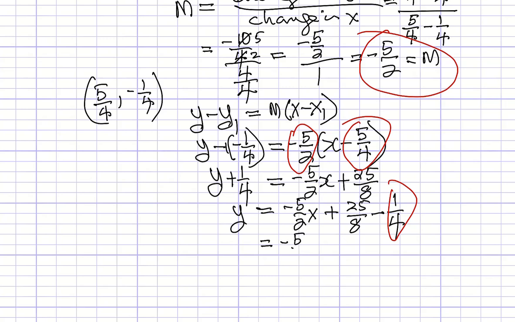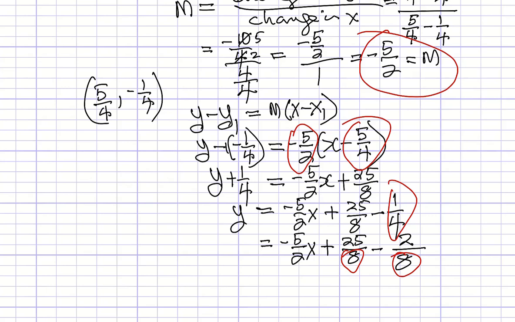Minus 5 over 2x plus 25 over 8 minus what is this? Multiply that by 2. You get 2 over 8. See, we didn't change anything. If we cross it, you get 1 over 4. So we want to have the same denominator. That's all. It will allow us to simplify faster. So we do that.